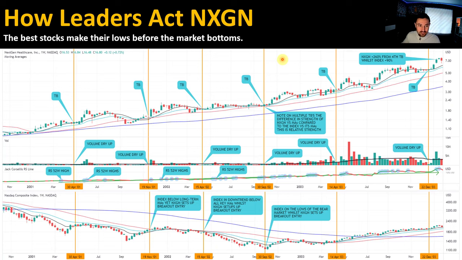This one here, this is an extreme example, okay? This is NXGM. See how the index here, early noughties bear market, lower lows, lower highs, lower lows, lower highs. What's the stock doing? High highs, high lows, high highs, high lows. So look at this here. When the index puts in its low in September of 2002, this stock is coming out of a VCP. Here's one contraction, here's two contraction, here's three contraction, volume drop, 52-week highs. Focus on the leaders, guys.